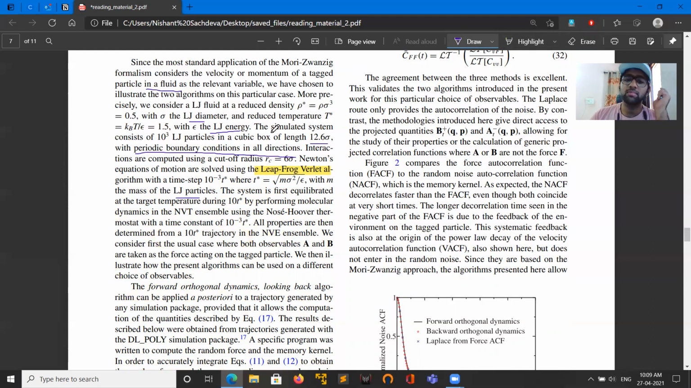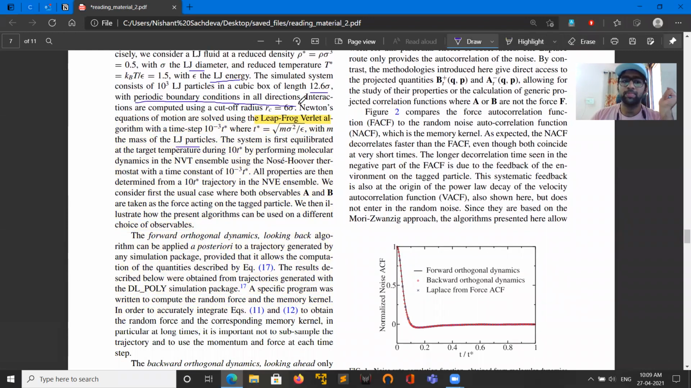So the system is first brought to equilibrium at the target temperature during 10 T star by performing molecular dynamics in the NVT ensemble using the Nose-Hoover thermostat with a time constant of 10 to the power minus 3 T star. All properties are then determined from a 10 T star trajectory in the NVE ensemble.